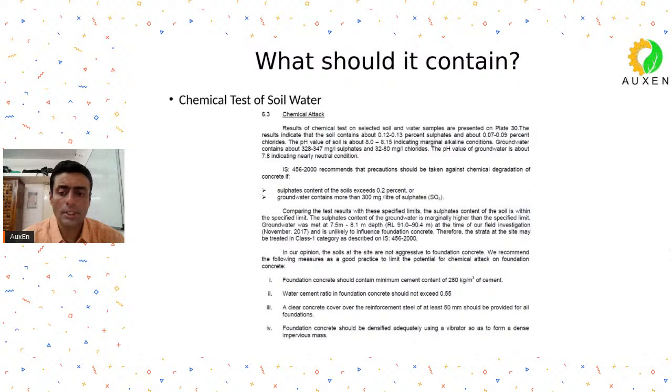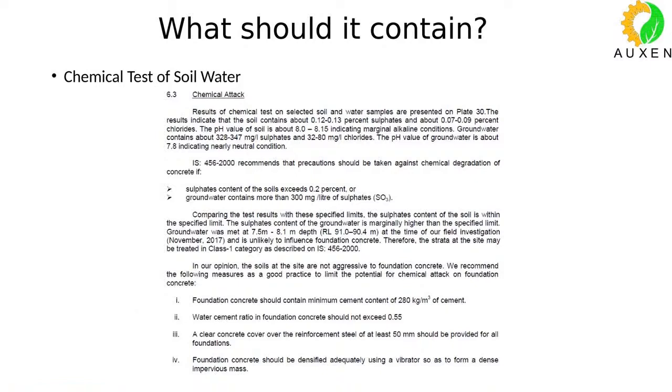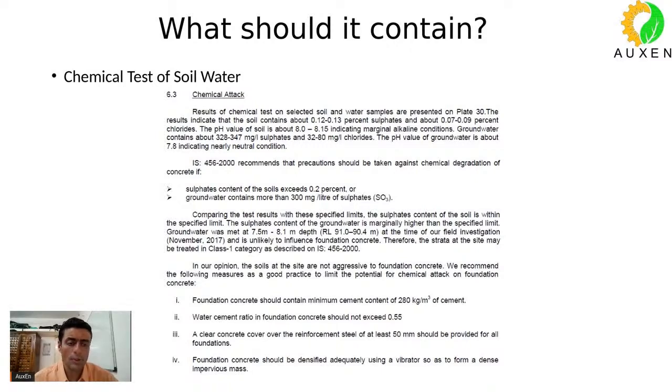Then another recommendation that they have given is the chemical testing of soil water. Now, why may this be required? As I told you, your soil water may contain chlorides and sulfates, and those may be aggressive and may create problems for your foundation or substructure. So it is very important that you do the testing for chlorides and sulfates. Those are the two aggressive substances that we may have in soil.